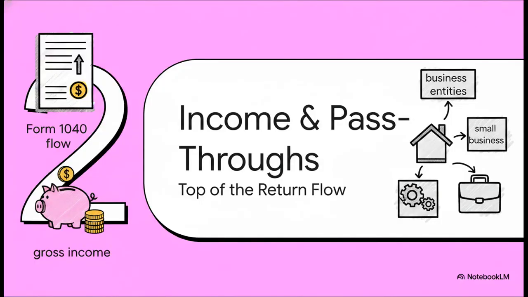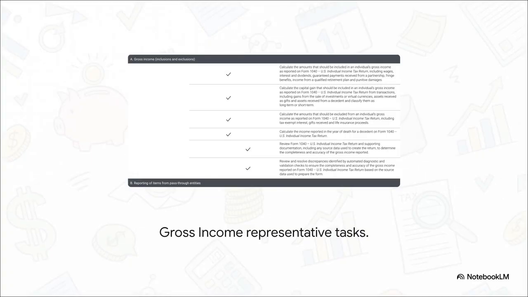Moving on to Section 2, Income and Pass-throughs. Let's look at the top of the return flow. Based on the blueprint tasks, you'll see the exam tests your ability to evaluate an item and immediately classify it. Is it included in gross income or is it excluded? That binary decision is your starting block.